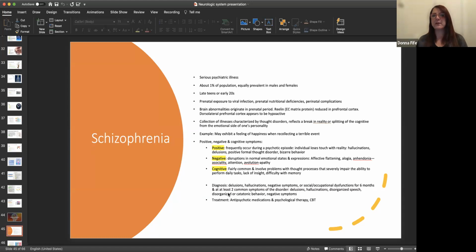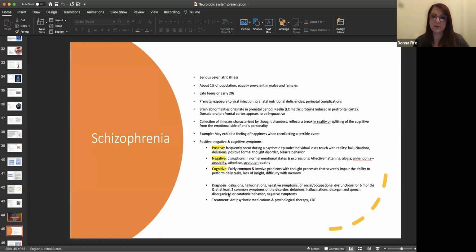Patients may have positive, negative, or cognitive symptoms. Positive symptoms frequently occur during a psychotic episode, and this is where the individual loses touch with reality, may have hallucinations, delusions, positive formal thought disorder, and bizarre behavior. Negative symptoms are disruptions in the normal emotional states and expression. Patients may have a flat affect, alogia, anhedonia, asociality, attention, and avolition, apathy.